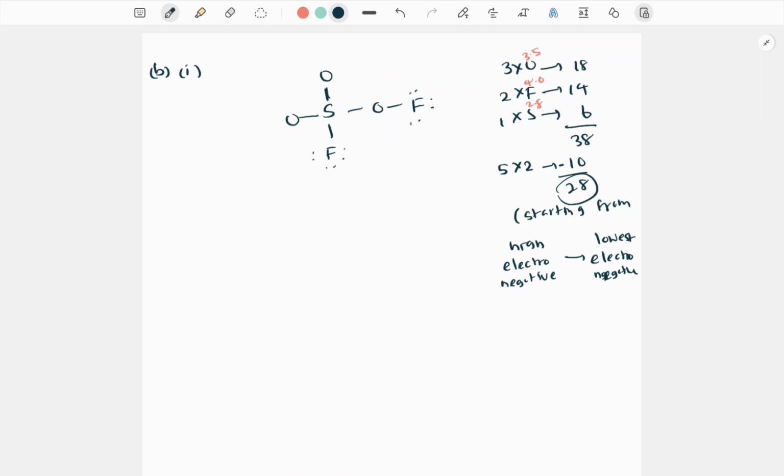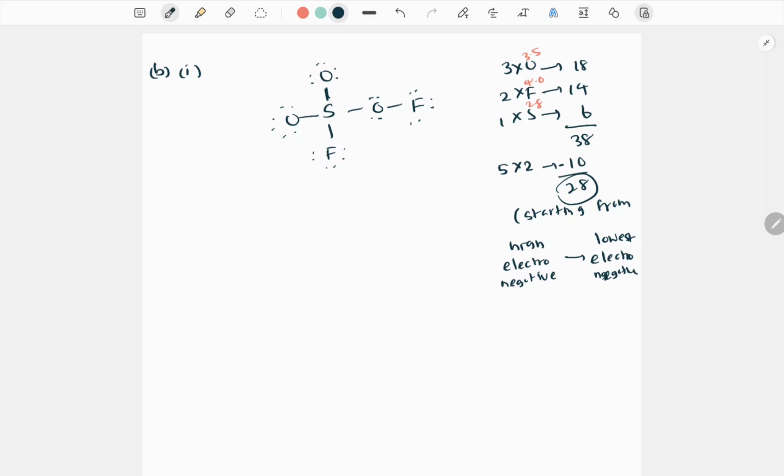And the next most electronegative one would be oxygen. For oxygen, the maximum that can be put is 6 like this. Now totally 24 is distributed. Only 4 remain, that can be put on this oxygen.